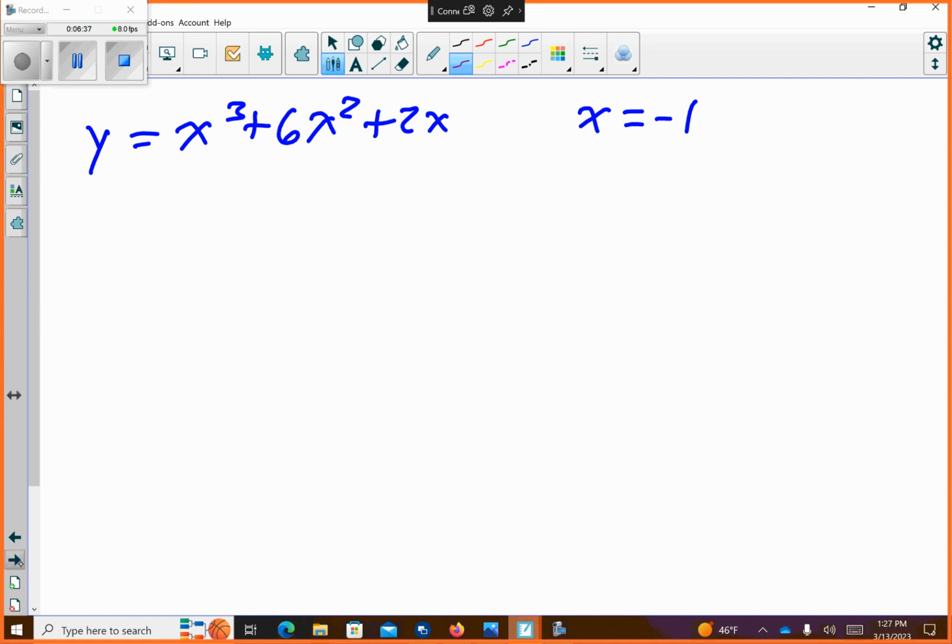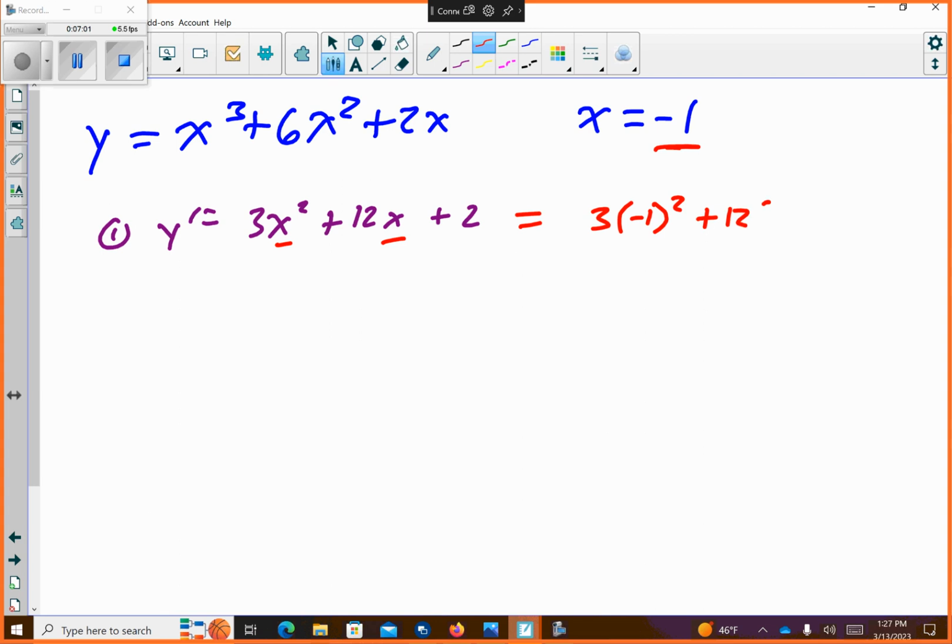All right, this one is straightforward, so we can just go ahead and find the derivative first. So I'm going to get y prime equals 3x squared plus 12x plus 2. I can plug this in for my x's. So I'm going to get 3 negative 1 squared plus 12 times negative 1 plus 2. So that's going to give me 3 there minus 12 plus 2. So 3 minus 12 is negative 9. Negative 9 plus 2 is negative 7. So I get a slope of negative 7.